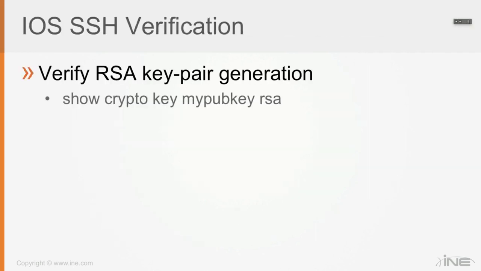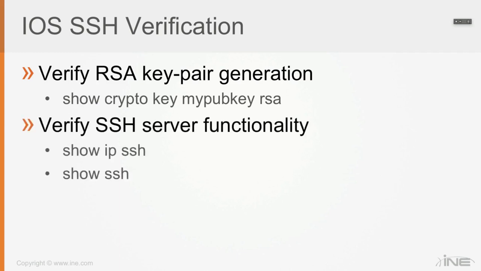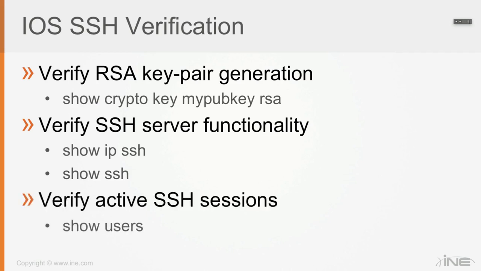Verification wise on the IOS, we verify the RSA key pair if it has been generated: show crypto key mypubkey rsa. We verify SSH server functionality: show ip ssh or show ssh. And I'm going to give you a challenge. What do you think is the difference between show ip ssh and show ssh? I'm going to put an answer in the Q&A section on here. And verify active sessions, like actively connected users via an SSH session. Show users is going to show you which users are connected on the VTY lines.